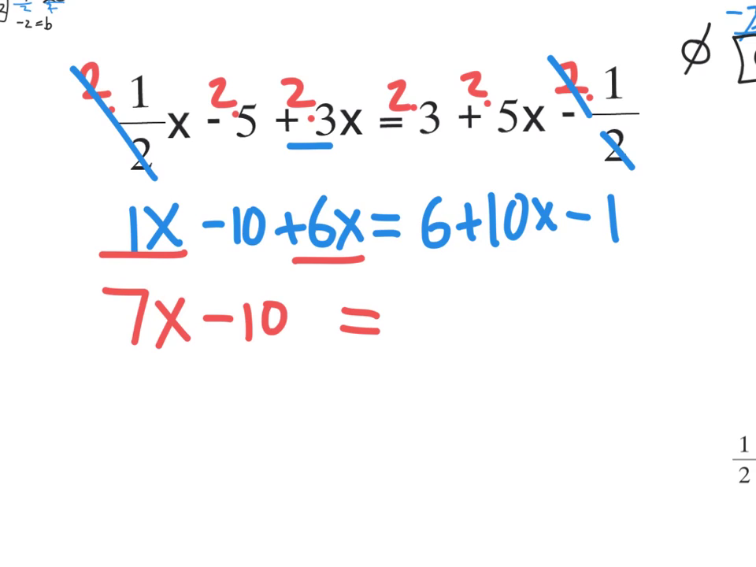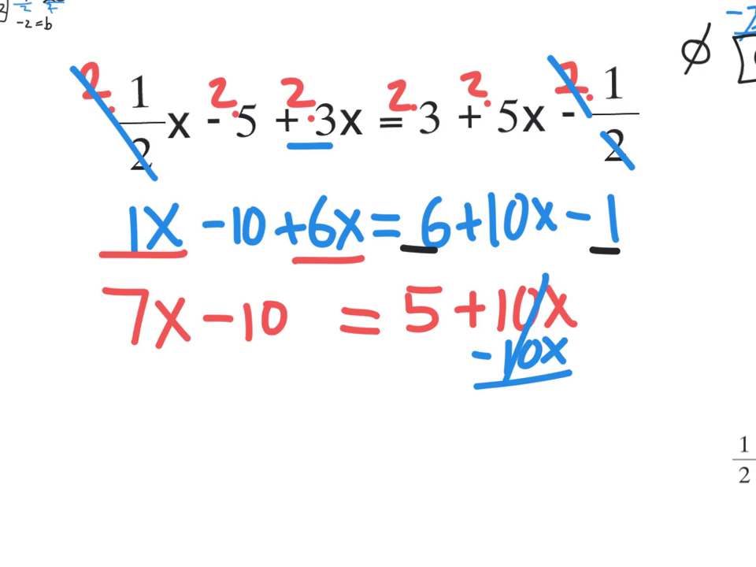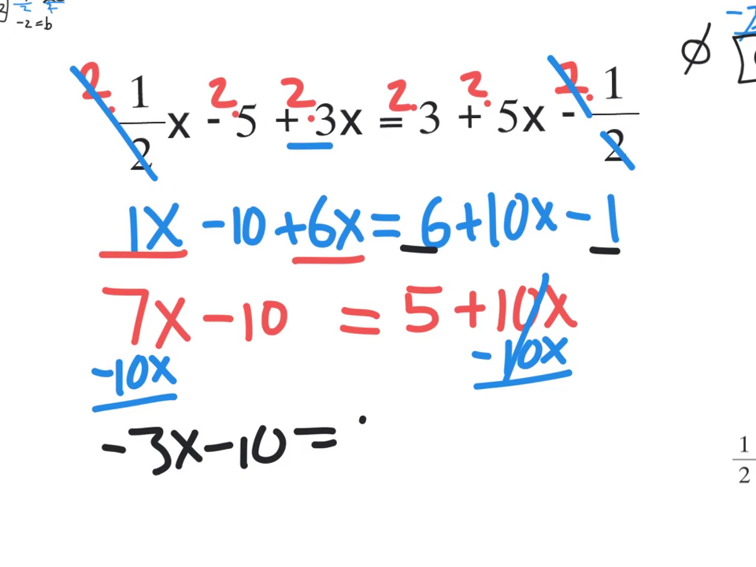Let's look at the right side now. We could combine the 6 with the negative 1, and we will get 5 with the plus 10x. And this is our new simplified equation. Now let's worry about getting x by itself on one side. So I am going to move the x's to the left by subtracting 10x, canceling, subtracting 10x. I will get negative 3x minus 10 equals 5.